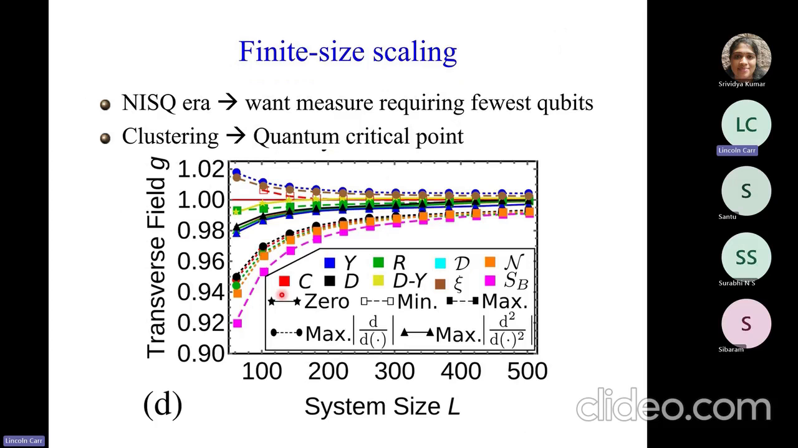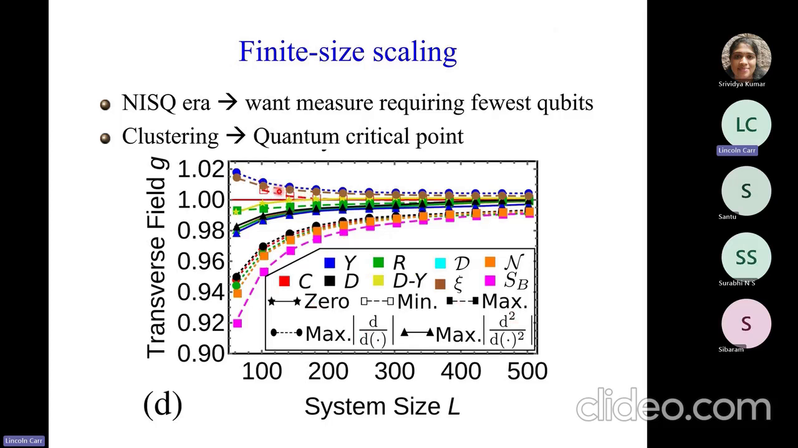Those of you that are used to quantum phase transitions know that there are many different measures to identify a quantum phase transition. You see, I'm going from 100 to 500 sites and using what are called tensor network methods. And here's a correlation length, here's a bond entropy, here's negativity. There's a lot of different typical measures. And then people look for some kind of extremal behavior, perhaps in a first derivative or a second derivative.